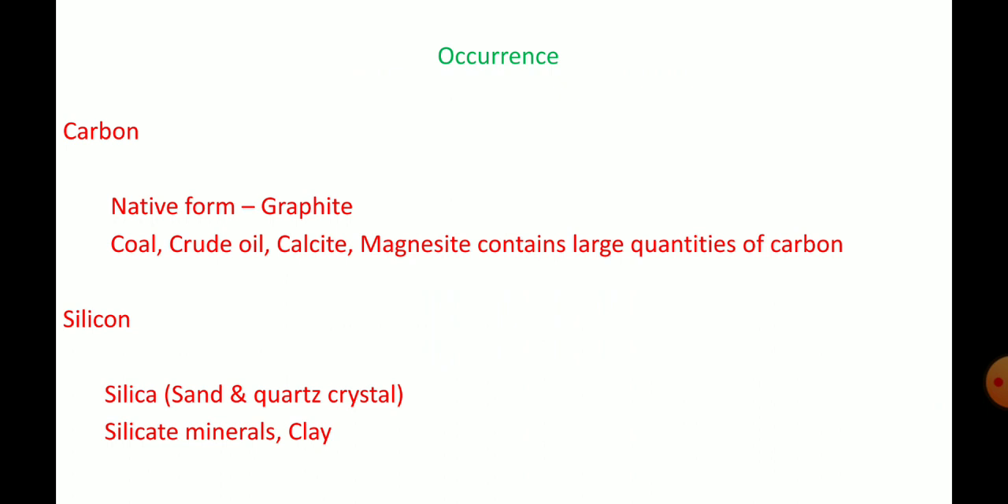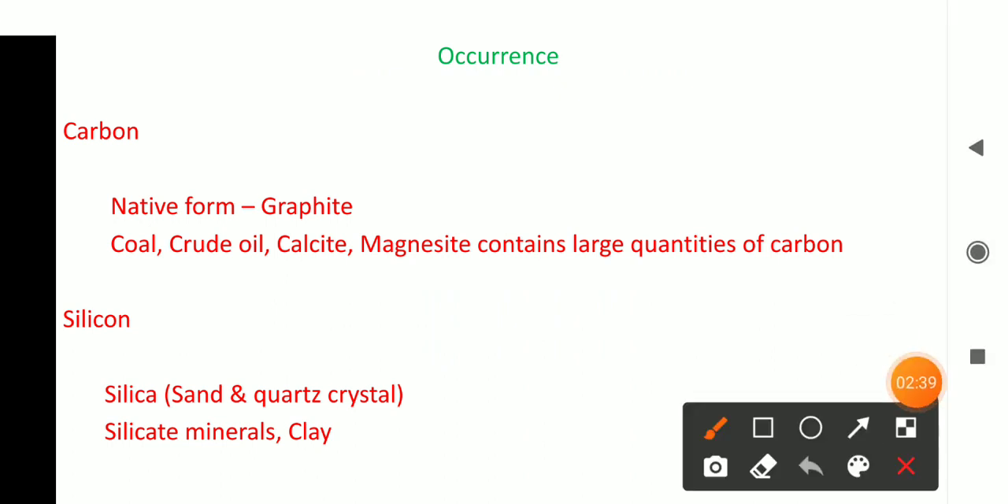Okay, dear students, in the occurrence part, only about two elements given. They are carbon and silicon. First, it is given about carbon. Carbon's native or its original form is graphite. Originally, it is available in the form of graphite. So that is why it's given the native form of carbon is graphite. And the other forms of carbon are coal, crude oil. These are the other two forms of carbon.